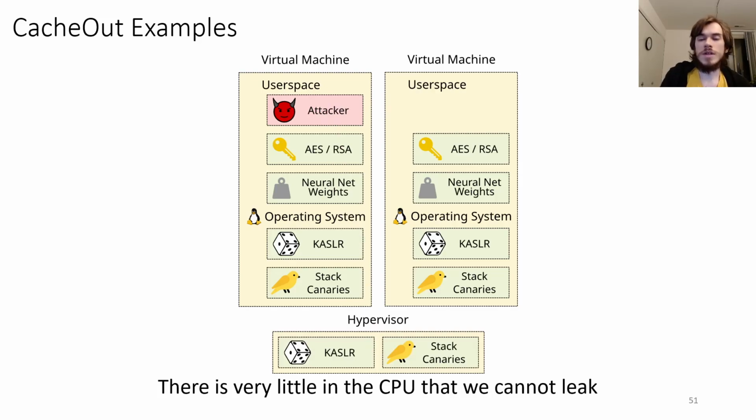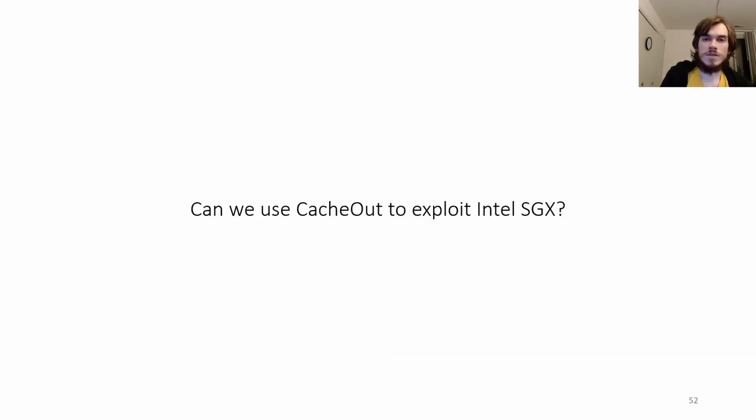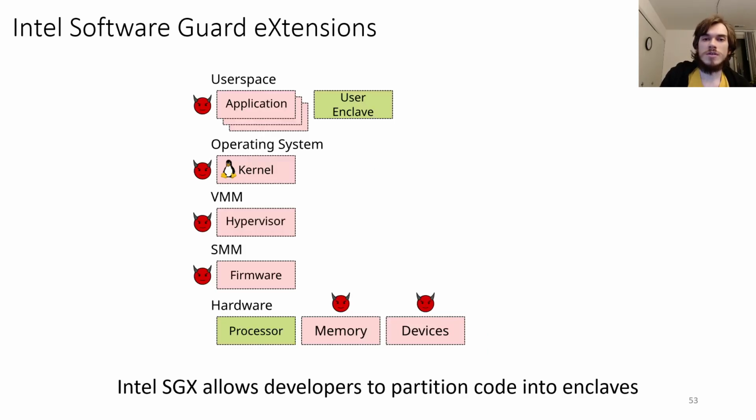Actually, there's very little left in the CPU that we cannot leak. In fact, the only thing that I did not mention is Intel SGX. So can we somehow use CacheOut to exploit Intel SGX? What is Intel SGX even? Intel SGX stands for Software Guard Extensions, and it allows developers to partition the code into enclaves that cannot be read by anyone, like it cannot be read by the applications or by the operating system. The only component that is really trusted is the processor.